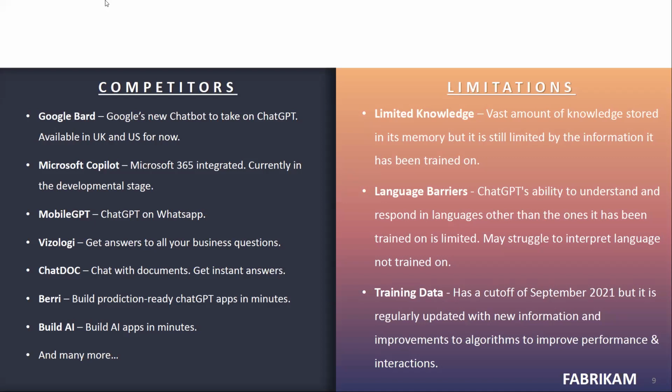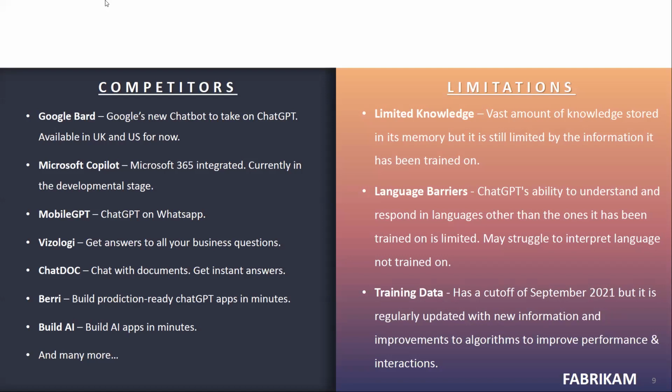Now, language barriers. ChatGPT has the ability to understand and respond in languages other than the ones it has been trained on. Now, imagine you are going to interact with ChatGPT in English. Yes, it's trained on English, French, and other standard languages. But imagine you interacting with ChatGPT in your local dialect, maybe your African dialect, maybe a dialect that is not known out there, not a standard worldwide known dialect. It is going to struggle to interpret that language because it has not been trained on that language.